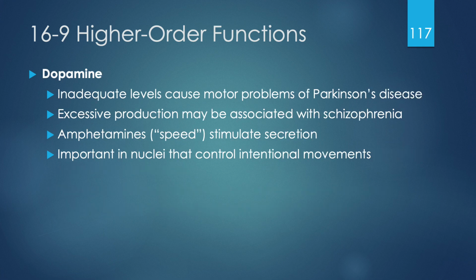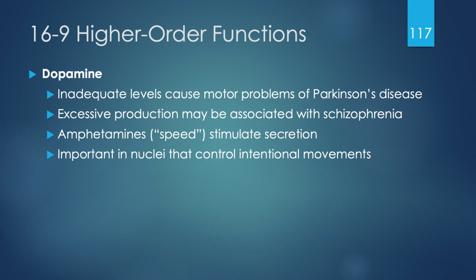Another neurotransmitter that affects brain chemistry and behavior is dopamine. If we have an inadequate level of dopamine or too much dopamine, these can all result in considerable functional problems for us. For example, if we have inadequate levels of dopamine, then we end up with Parkinson's disease, so we have considerable motor problems.